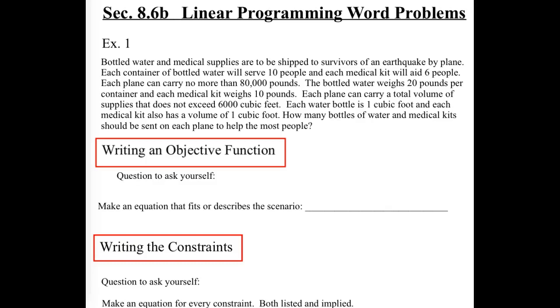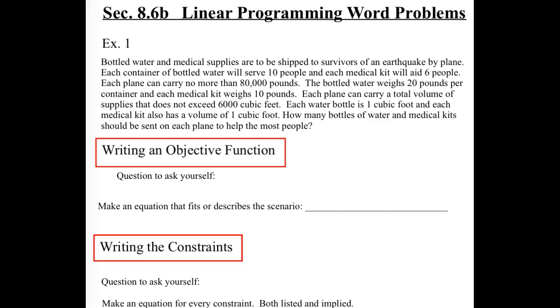All right, so we're going to look at the last little part of section 8.6. Our goal today is for you to be able to actually write out the objective function and the constraints and then finish up the question like we did yesterday, where you graph them, you check your vertices in the objective function, and you determine your max and mins. Okay? The trickiest part is to take this big word problem and break it down into the pieces.